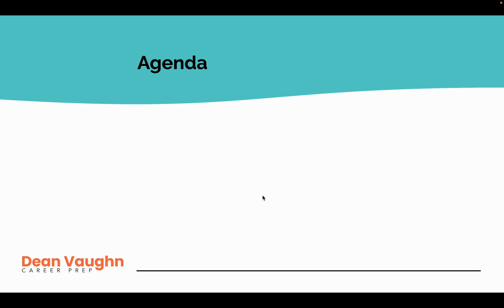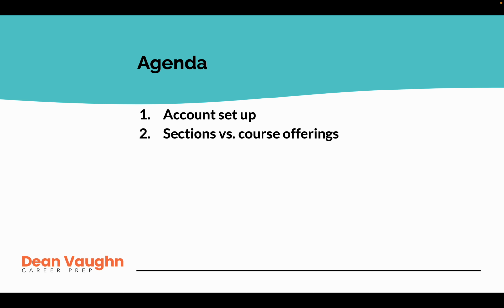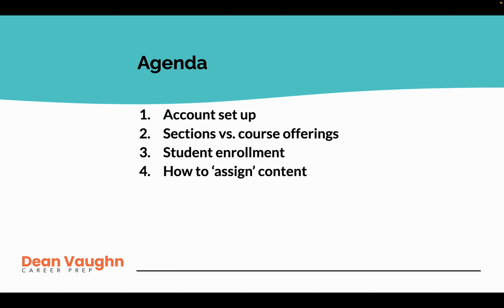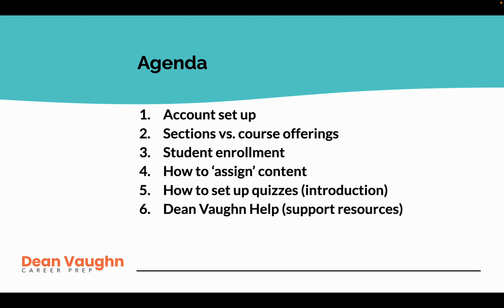Here's what we will discuss today. First, we will mention instructor account setup. Next, we will discuss the difference between sections and course offerings. Then we will cover student enrollment. Then we'll talk about your content tab. We'll also mention your calendar tab. We will briefly discuss quiz settings, and we will go through some Dean Vaughn support resources.